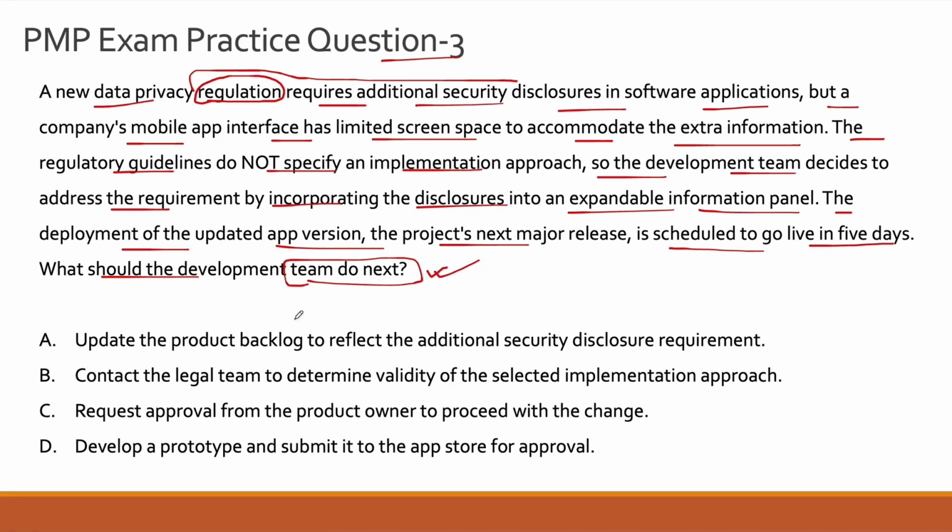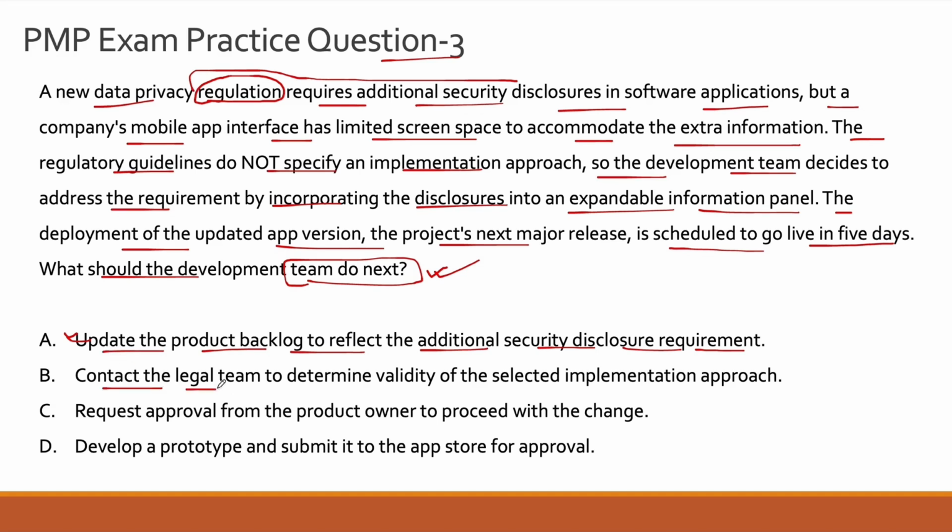Okay, so let's look at the options one by one. Option A, update the product backlog to reflect the additional security disclosure requirement. Possible. You might argue that this is the next step, because I have identified a solution to the problem, and it's a proposed solution, mind it. It's not been implemented yet, and I will straight away go and update the product backlog and move into the implementation phase. Is it the right approach? Questionable. We'll come back to it in a second.